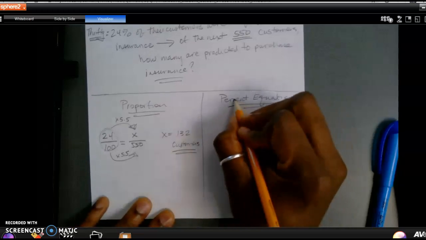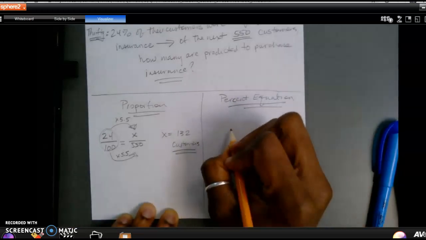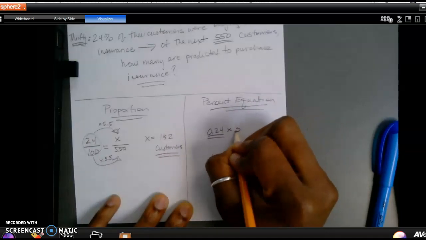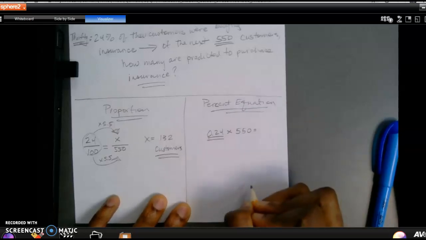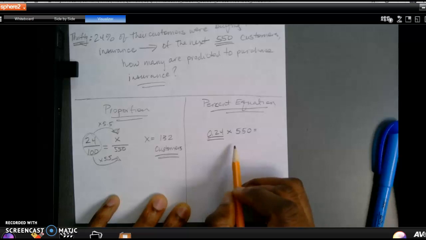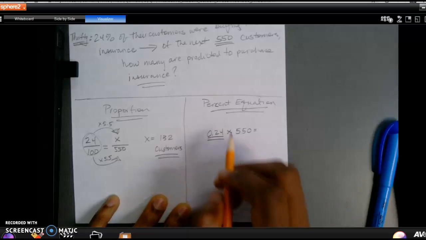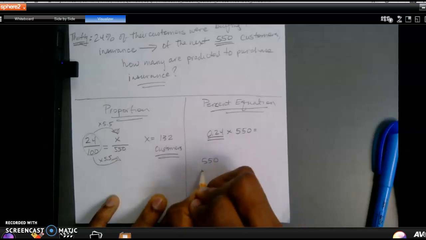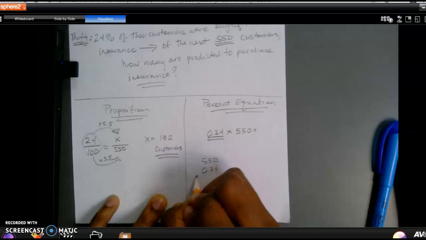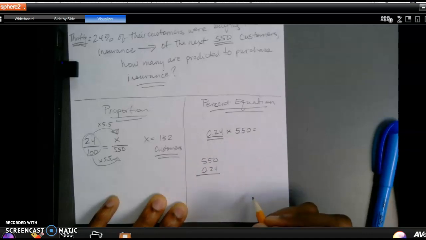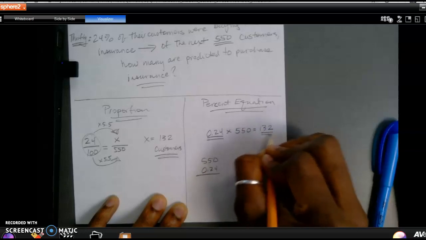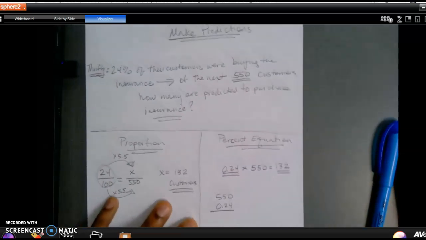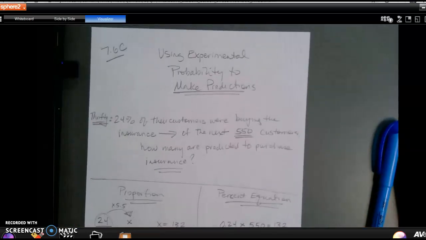Let's use the percent equation, where they would multiply the decimal form of 24% by that number of customers, okay? And of course, once I multiply 0.24 times 550, I'm not going to bore you with the longhand calculations, but I would set that up as 0.24, multiply that out, regrouping properly. That's going to give me, again, 132 customers as being predicted to purchase the insurance. All right, so that is that, 7.6c.